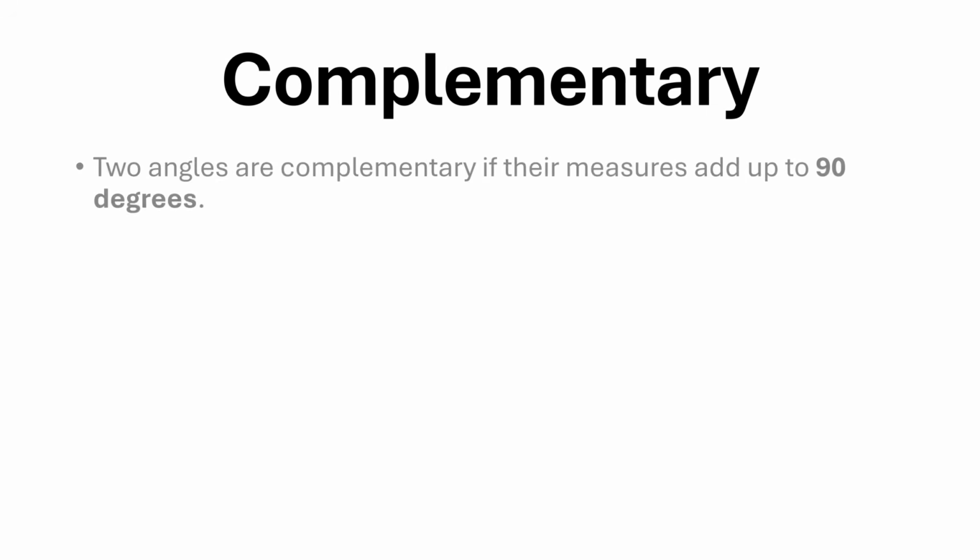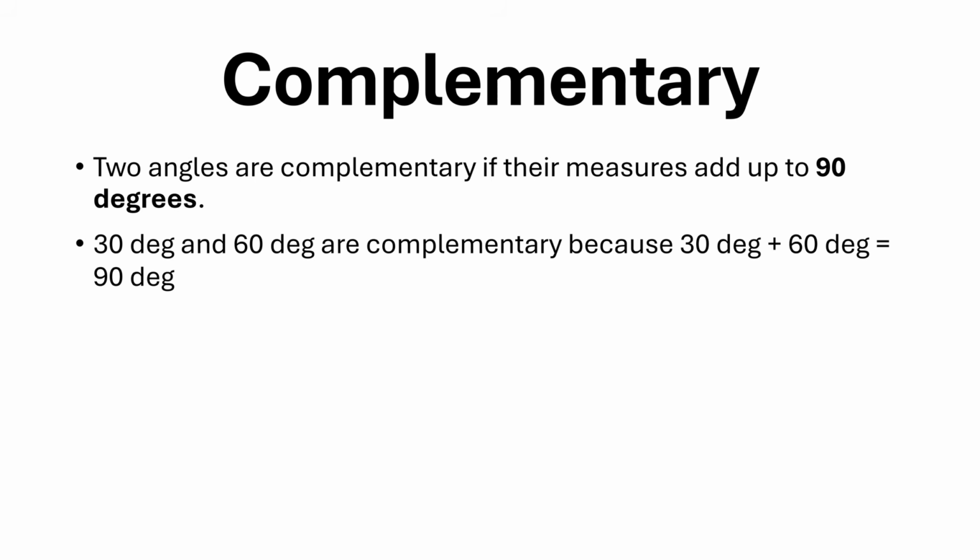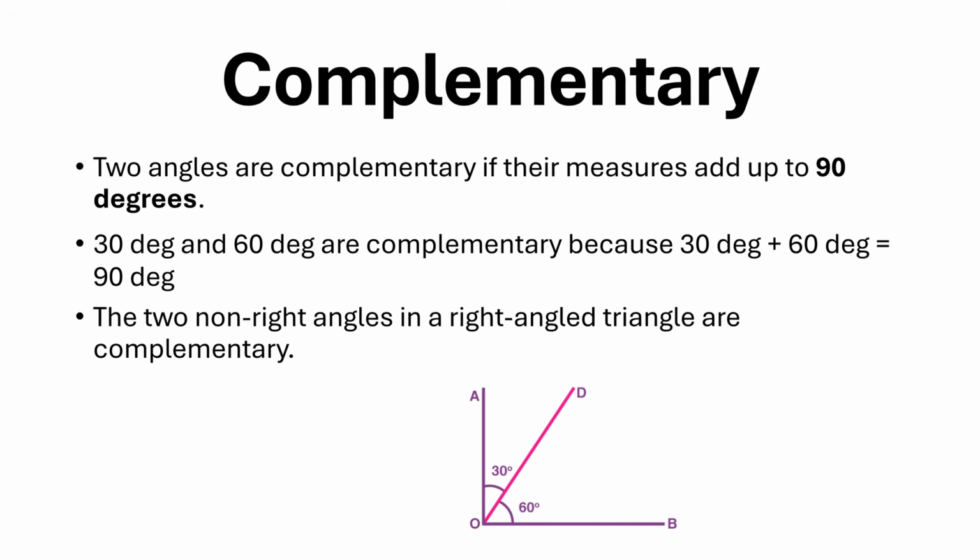Complementary angles. Two angles are complementary if their measures add up to 90 degrees. 30 degrees and 60 degrees are complementary because 30 degrees plus 60 degrees equals 90 degrees. The two non-right angles in a right-angled triangle are complementary.